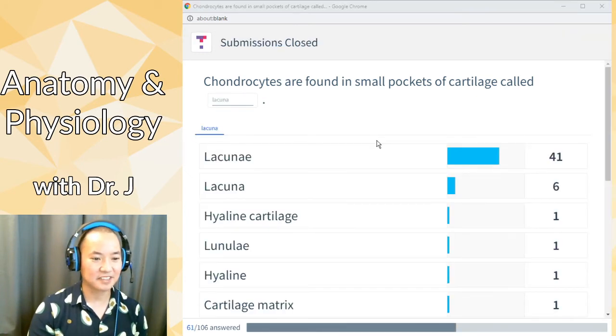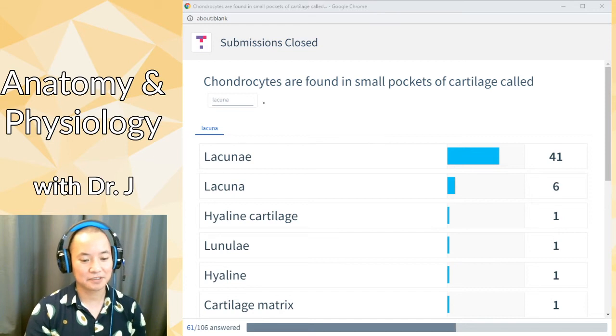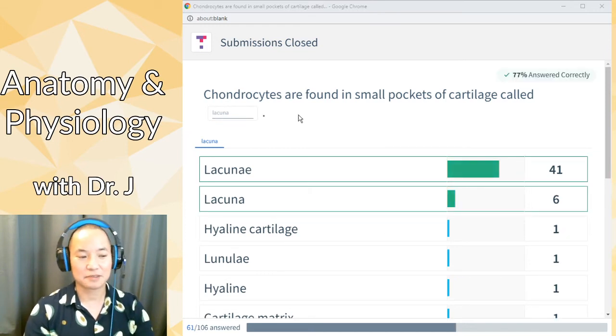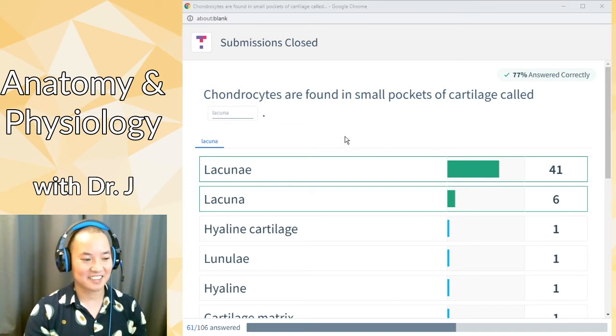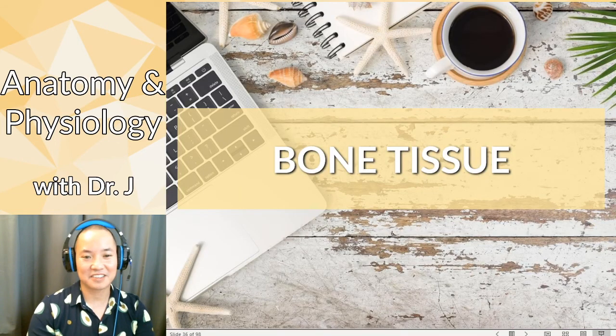Okay, let's see how everyone did. So most of you said lacunae or lacuna. Both are correct. Again, lacunae plural, lacuna singular. So the cartilage surrounding it, that's hyaline cartilage. But think of the lacunae as little lakes. Okay, so it looks like a lot of you got that. And again, if you didn't get it correct, don't worry.